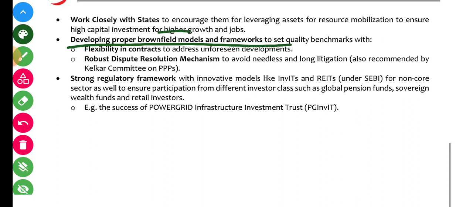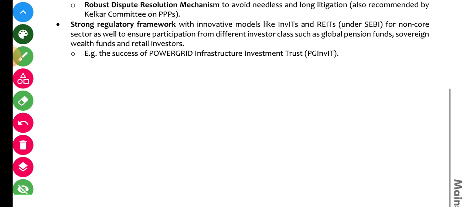Develop a proper brownfield model and framework to set quality benchmarks, with flexibility in contracts, a robust dispute resolution mechanism, and a strong regulatory framework. So keep this in mind for the monetization pipeline.